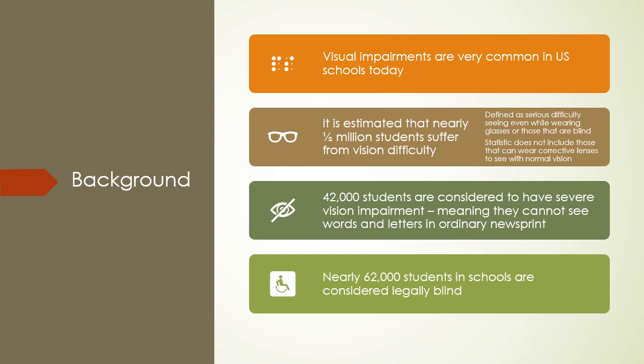Background. Visual impairments are very common in U.S. schools today. It is estimated that nearly 1.5 million students suffer from vision difficulty. Vision difficulty is defined as a serious difficulty seeing while wearing glasses, or even being blind. The statistic does not include those that can wear corrective lenses and see with normal vision.